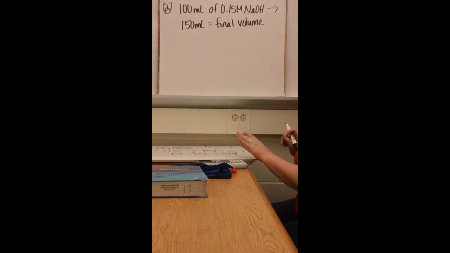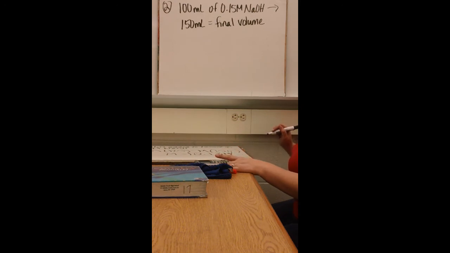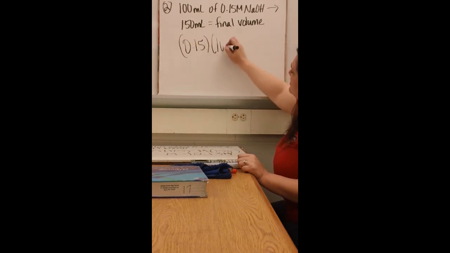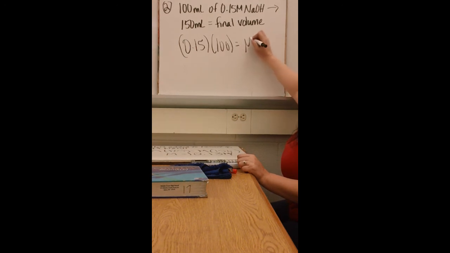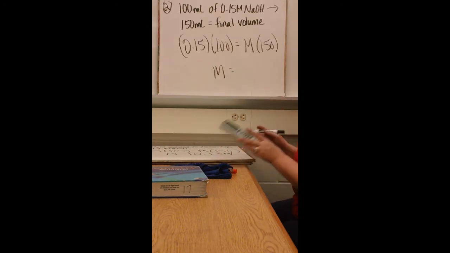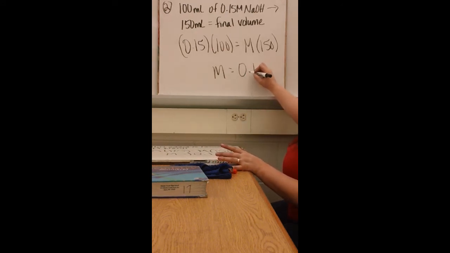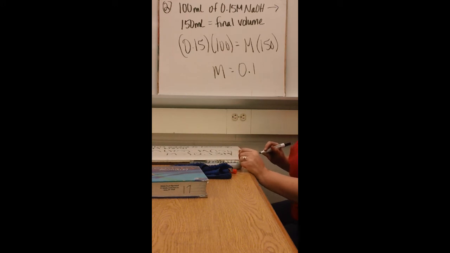Number 2, we had 100 milliliters of 0.15 molar sodium hydroxide. Our final volume was 150 milliliters. So what is the concentration? So again, our concentration initially times our initial volume equals our new concentration times our final volume. And we solve for M. And so we get 0.15 times 100 divided by 150, and we get 0.1 molar. Now in the problem, we were given only one significant figure, so we can only keep one in our answer. So it remains 0.1.